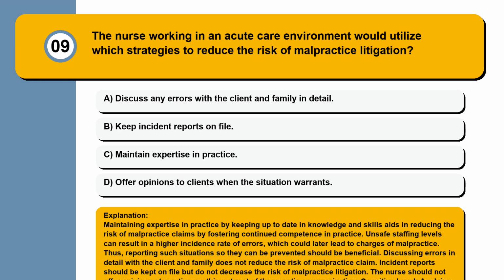Maintaining expertise in practice by keeping up to date in knowledge and skills aids in reducing the risk of malpractice claims by fostering continued competence in practice. Unsafe staffing levels can result in a higher incidence rate of errors, which could later lead to charges of malpractice. Thus, reporting such situations so they can be prevented should be beneficial. Discussing errors in detail with the client and family does not reduce the risk of malpractice claim. Incident reports should be kept on file but do not decrease the risk of malpractice litigation. The nurse should not offer opinions at any time as this is not part of therapeutic communication. Cognitive level, applying client need, management of care, integrated process, nursing process, implementation, content area, fundamentals.